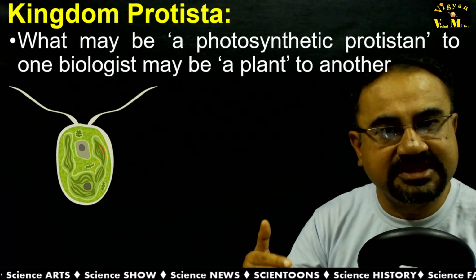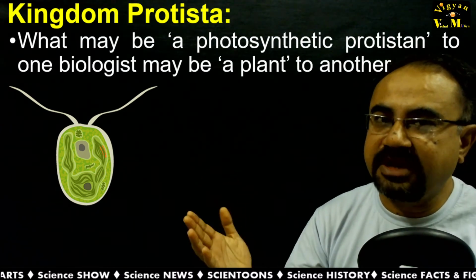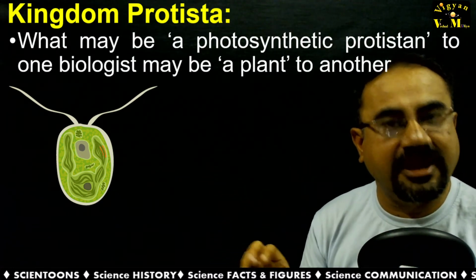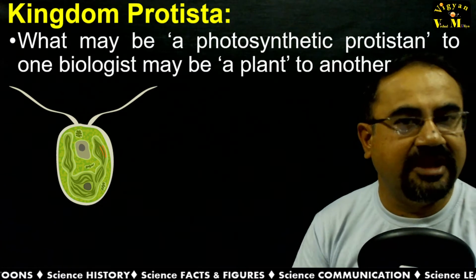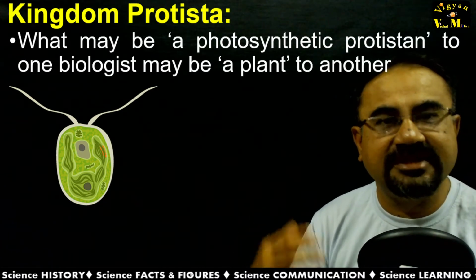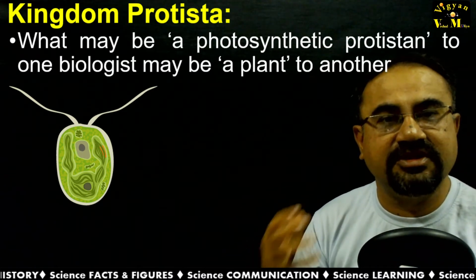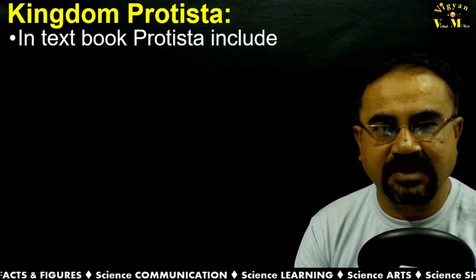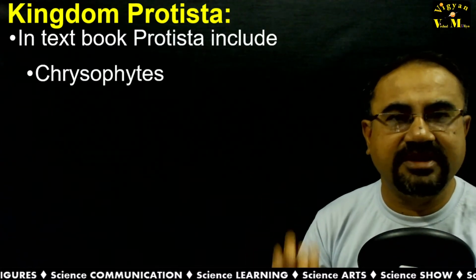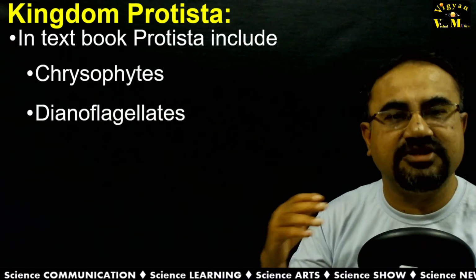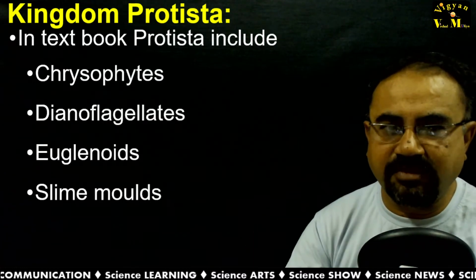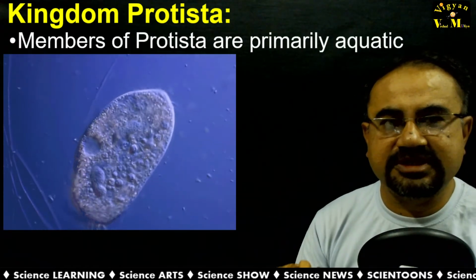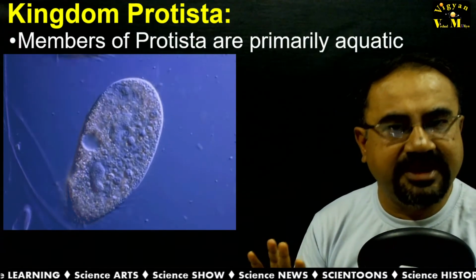We have already discussed the two-kingdom classification and the five-kingdom classification, and how the mixing happened earlier, and that's why Protista is limitless, not having a clear boundary in the classification system. This textbook has included Chrysophytes, Dinoflagellates, Euglenoids, slime molds, and Protozoans. The members of Protista are primarily aquatic.